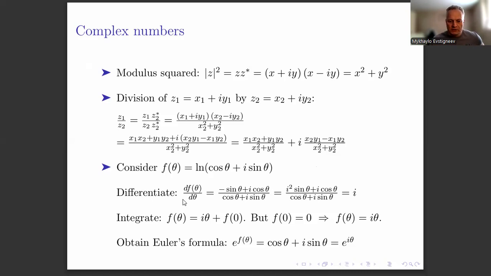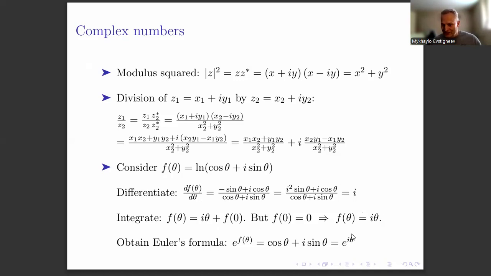So this specially chosen function is i theta plus the initial value of this function when theta is set to 0. So setting theta to 0, you get natural logarithm of cos 0 plus i sine 0, but sine 0 is 0, and cos 0 is 1, and natural logarithm of 1 is 0. So we find that the initial value, f of 0, is 0. f of theta is i theta. So natural logarithm of cos theta plus i sine theta is i theta.